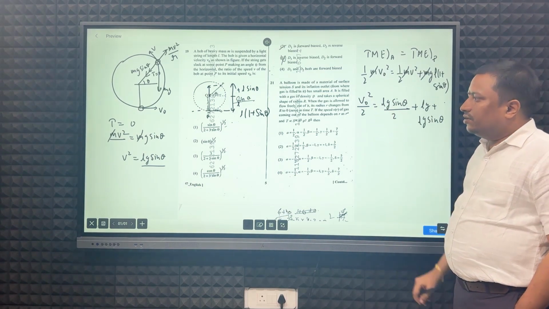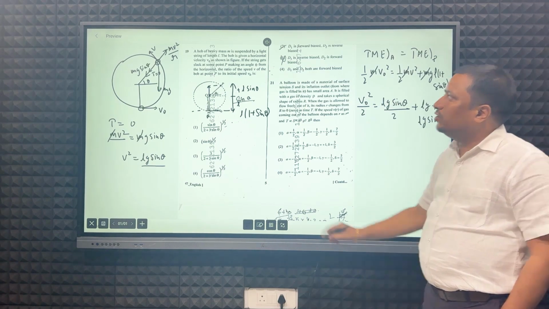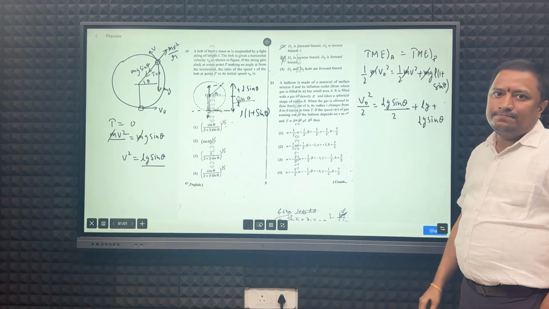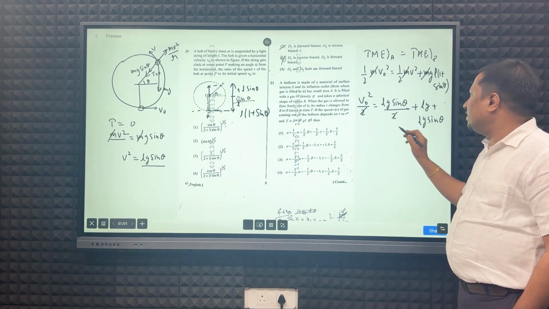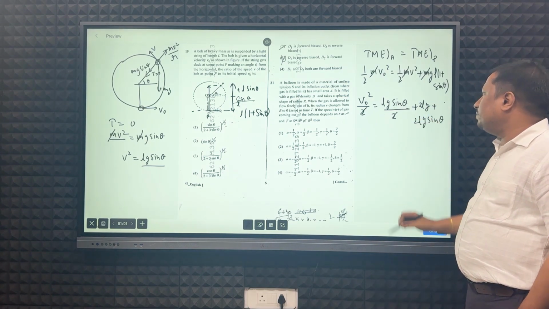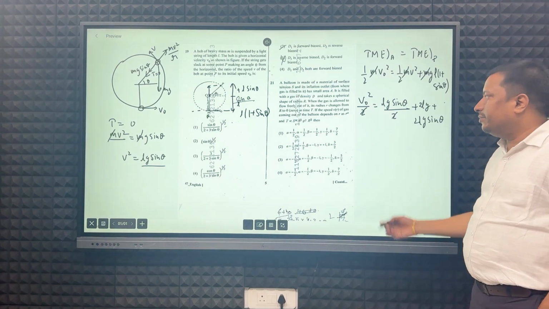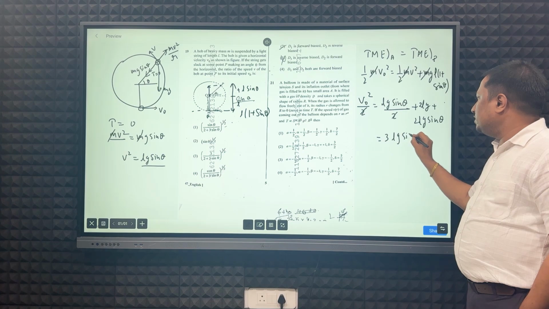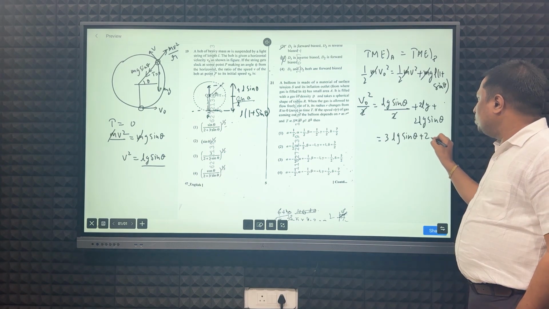Now we have to find the value of V naught. Can I multiply 2 on both sides? The 2 will get cancelled here, and an extra 2 will come on the other terms: L g sine theta plus 2 L g sine theta. What will it become? 3 L g sine theta plus 2 L g.